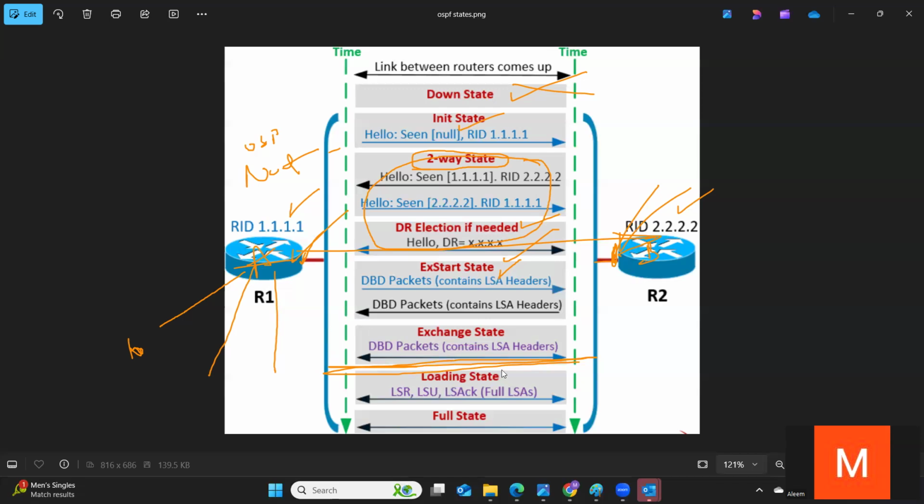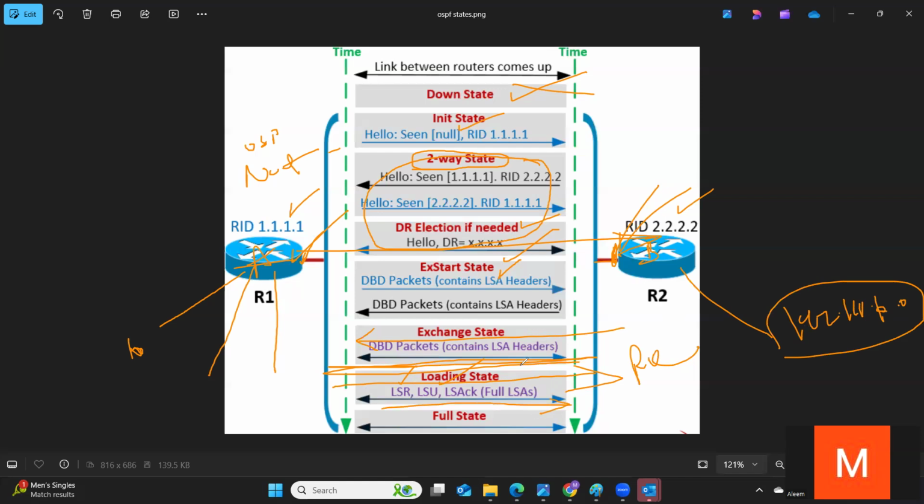Once the exchange is done, if any packets are missing, he will request: if any packets are missing, can you give me those also? That is the request message. He will update through link state update. For example, if the 192.168.10.0 prefix is missing, he will ask that earlier you sent that prefix, now do you still have that prefix, can you send that? He will give the update. Then he will give the acknowledgement. So here we have link state request, link state update, and link state acknowledgement. The entire process happens in these states only.